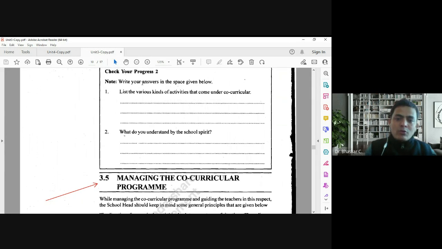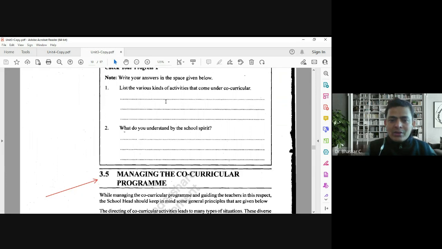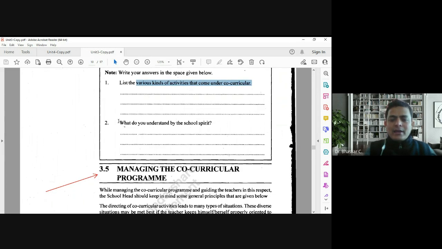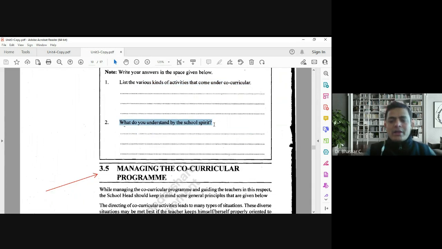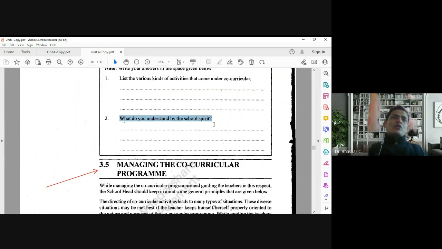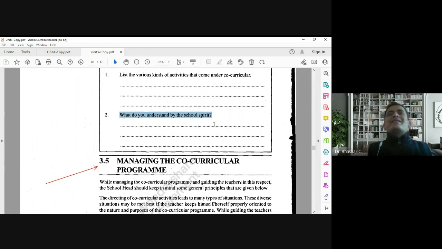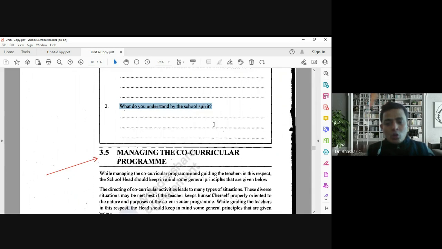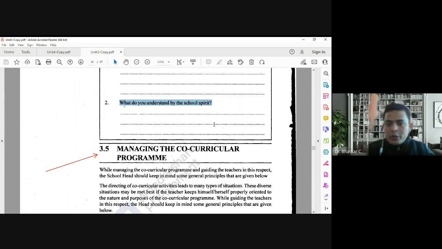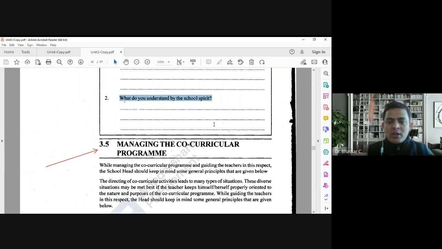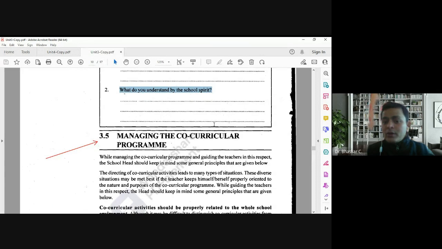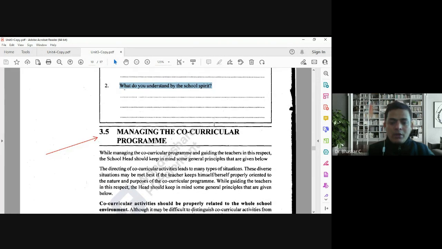Now again, this is the time to check your progress. There are two questions. It talks about the types of activities that come under co-curricular, which I have already discussed in detail. And another important point is, what do you understand by the school spirit? The school spirit is basically the feeling or the atmosphere of the school to accept or to reject the co-curricular activities. That's why it has been said that the school spirit cannot be developed overnight. To develop it, you need to create that environment.